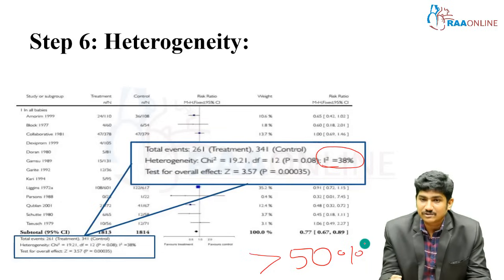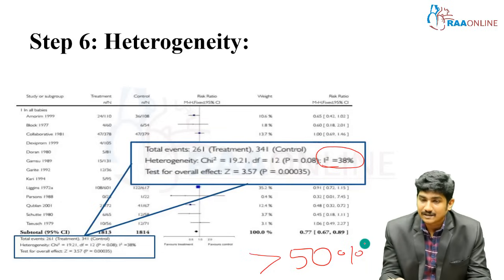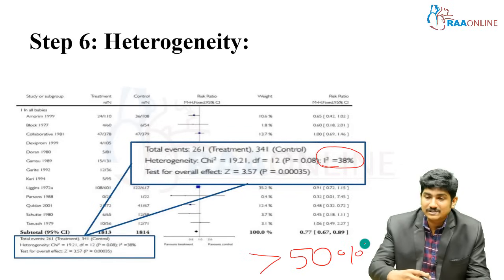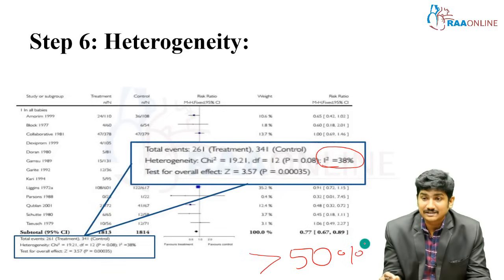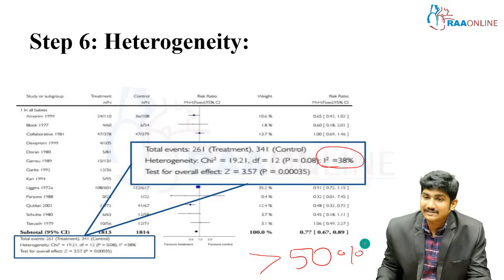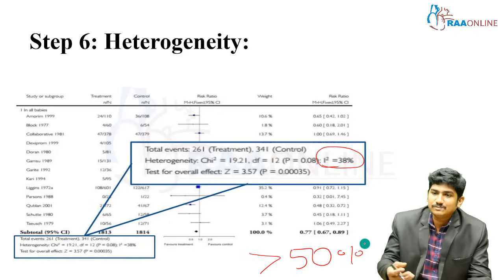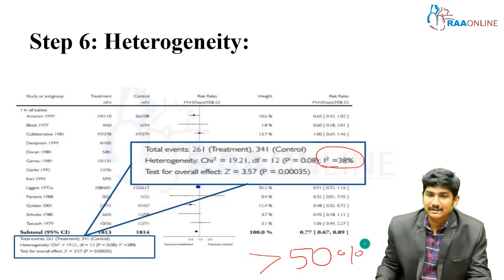So the first step when you're seeing a forest plot is to go ahead and see this I-square, that is heterogeneity. How heterogeneous, how far apart all these studies are. If your heterogeneity is more than 50%, then those studies cannot be considered for meta-analysis. So this is the first step. If your heterogeneity is less than 50%, then it means it's more homogeneous, meaning those studies are coming up with the same result with minimal changes only. So they can be considered for your final meta-analysis outcome.